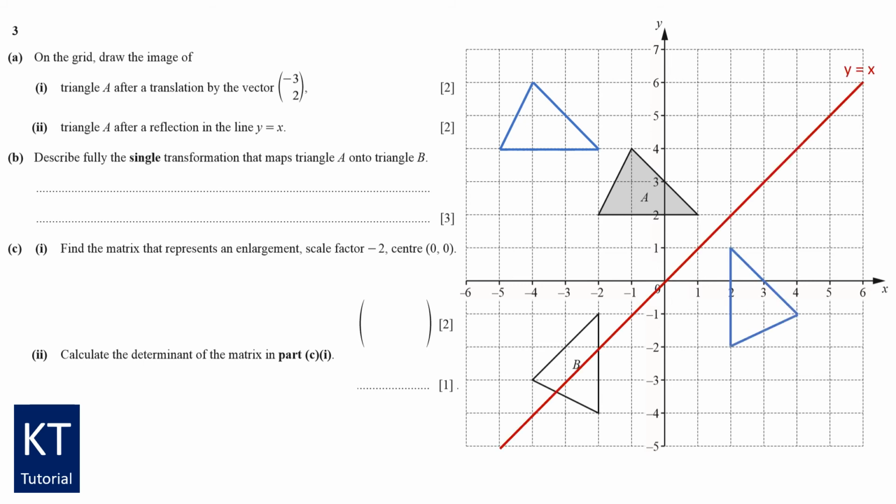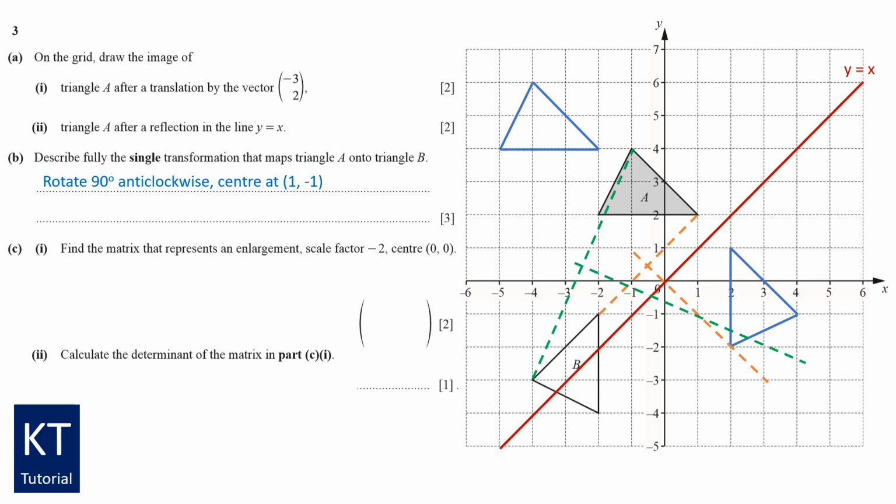Next, describe fully the single transformation that maps triangle A onto triangle B. By identifying the intersect of two bisectors made from two identical corners of the two triangles, the transformation is a rotation of 90 degrees anticlockwise with center at (1, -1).